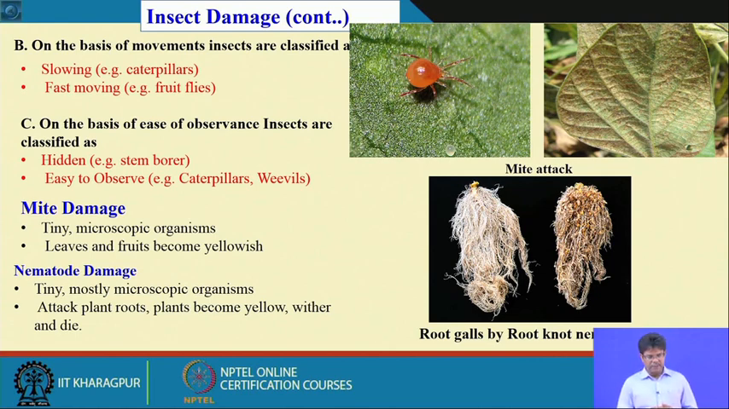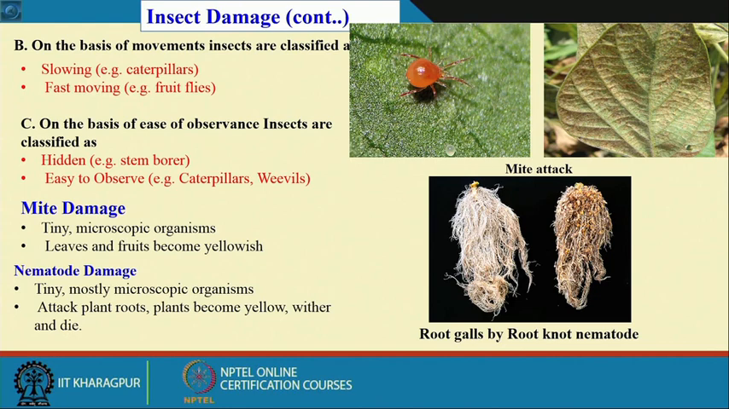And on the basis of ease of observance, insects are classified as hidden, like the stem borer in rice. The stem borer makes holes in the rice plants or the stem portions and remains inside, sucking the cell sap, for longer periods as long as food is available there. In this process the whole plant withers and dies.